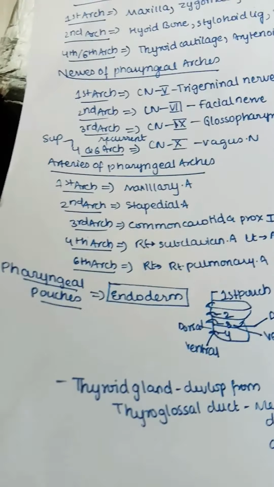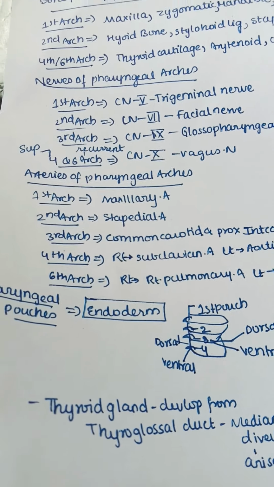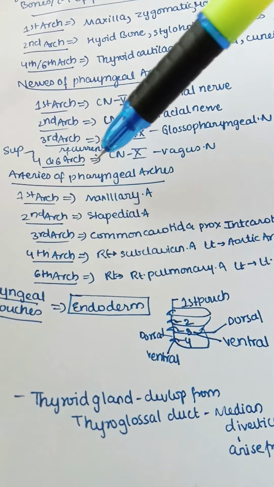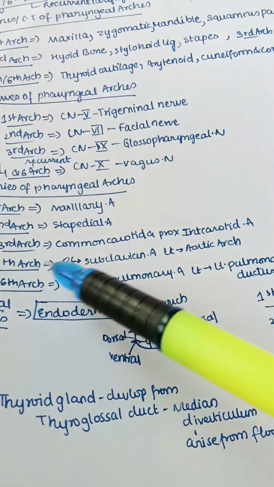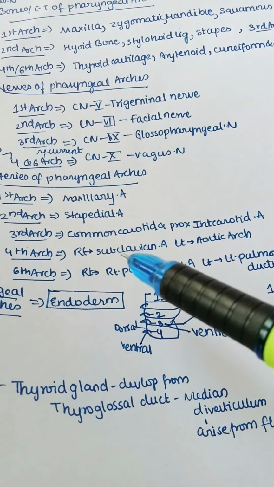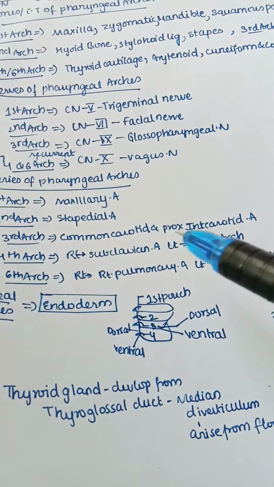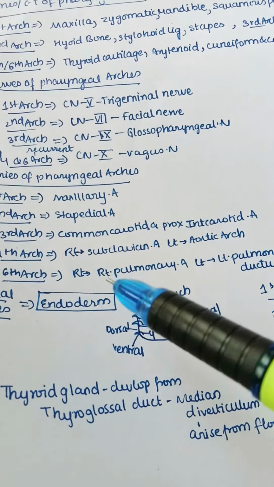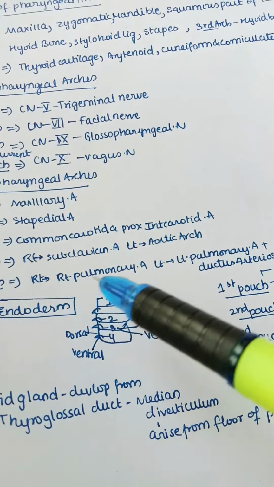Next, coming to the arteries of pharyngeal arches. You can see the first arch is supplied by the maxillary artery, the second one by the stapedial artery, the third one by the common carotid and proximal internal carotid artery. The fourth one is divided into right and left, the right one by the subclavian, the left one by the aortic arch. And the sixth arch is also divided right and left. The right one is the right pulmonary artery and the left one is the left pulmonary artery along with the ductus arteriosus.